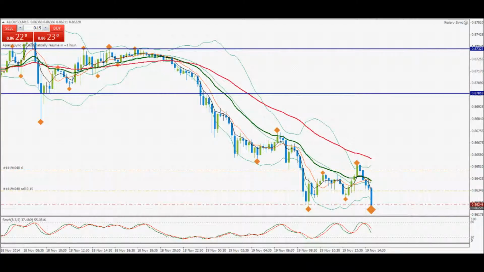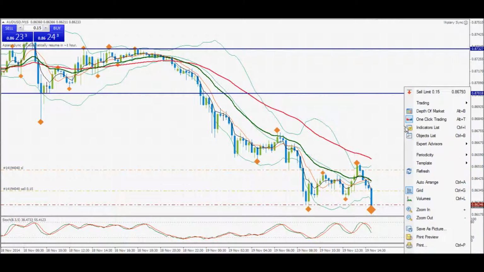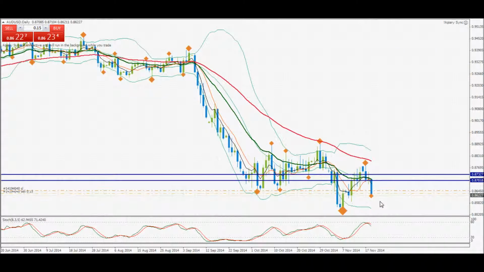Traders, I just wanted to share another trade with you real quick. This is a 15-minute chart of the Australian dollar, US dollar, and as you can see here, great opportunities to get short based on this chart. But let's take it up to the long-term daily chart, and this is an opportunity to trade with the trend.